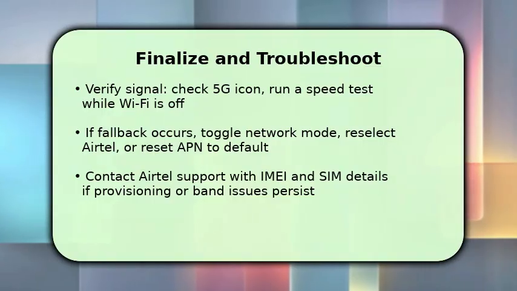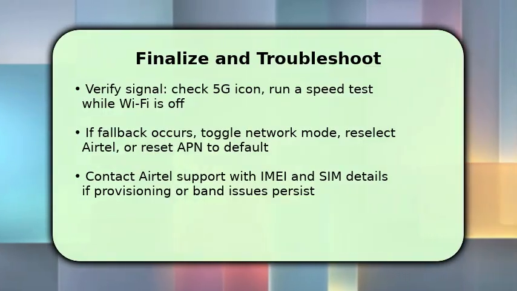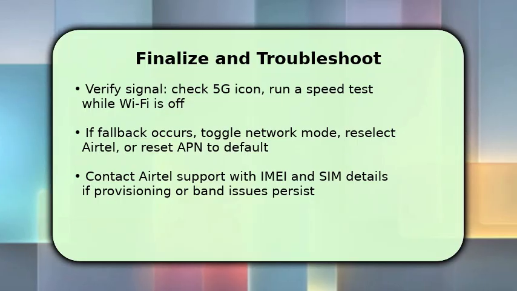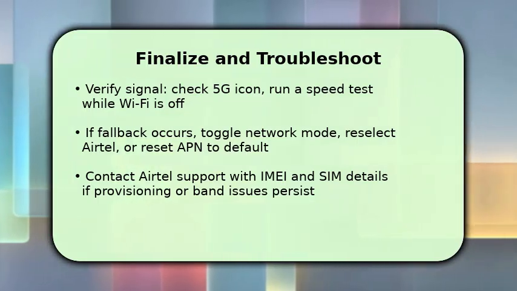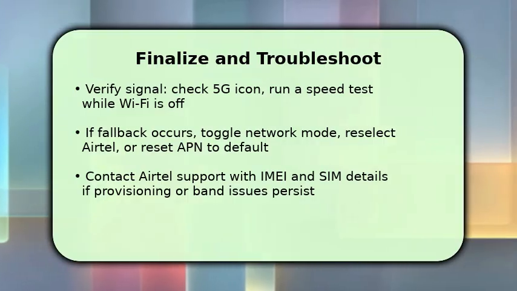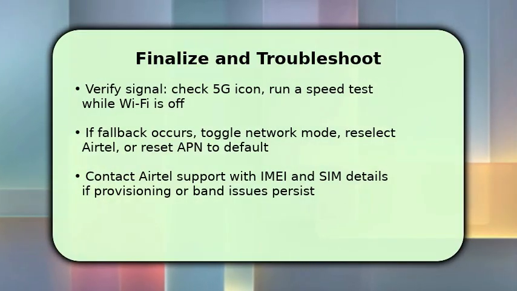Finish by confirming you're on Airtel 5G. Look for the 5G icon and run a speed test with Wi-Fi disabled. If you see frequent fallback to 4G, toggle the network mode briefly, manually reselect Airtel, and ensure the APN is default for your plan.